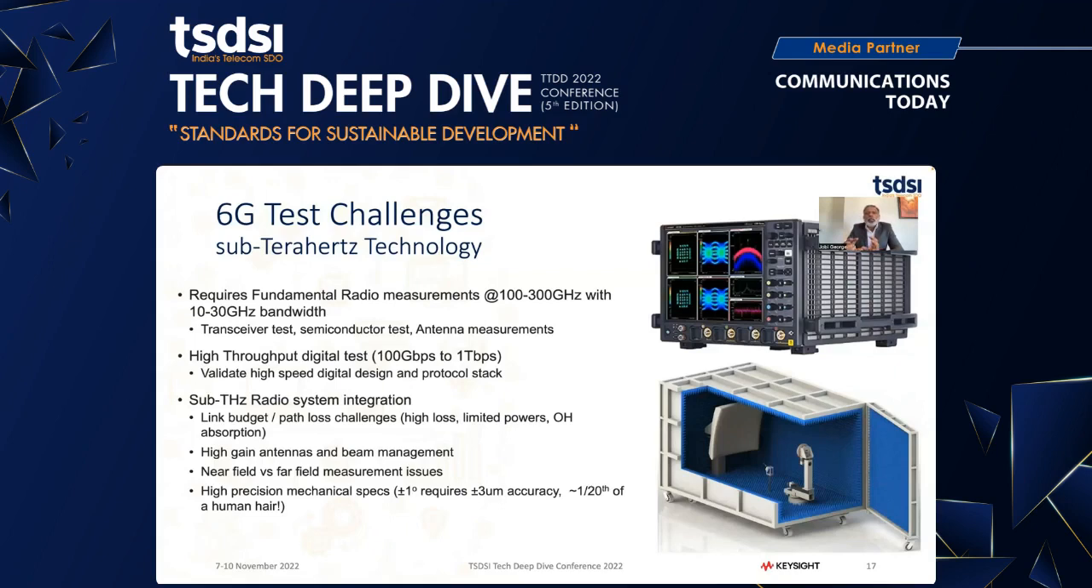Fundamental component work requires equipment which can support measurements at very high frequencies and wide bandwidths. We can also see high data throughput measurement, validating that high data throughput by digital designs and supporting protocol stacks. This is going to be really challenging, to test 1 terabit per second. In 5G, we have seen link budgeting and path loss were a major challenge, and we have used high gain antennas for beam management. Such complex or more complex systems we may need for achieving this in the sub-terahertz frequencies.